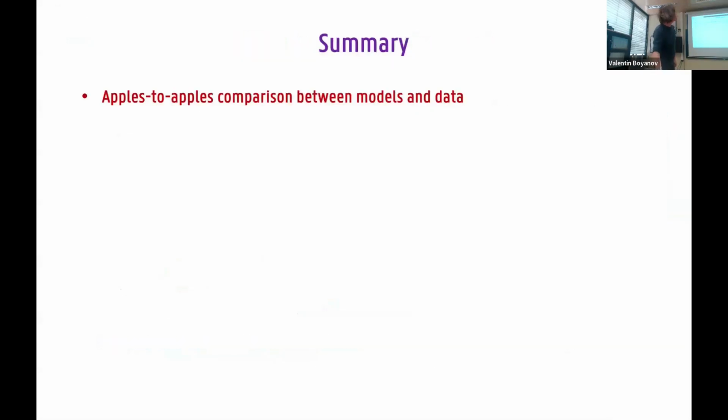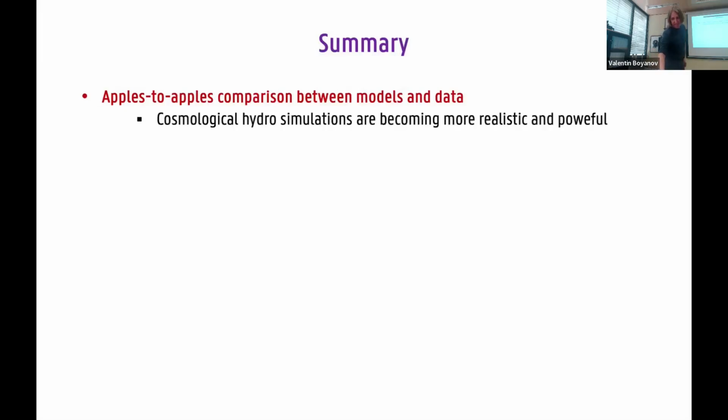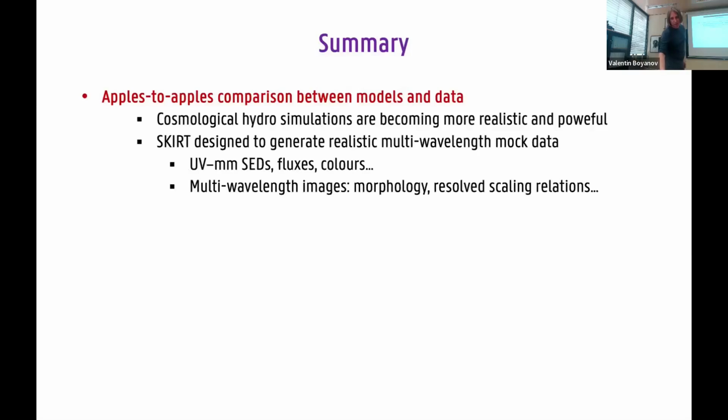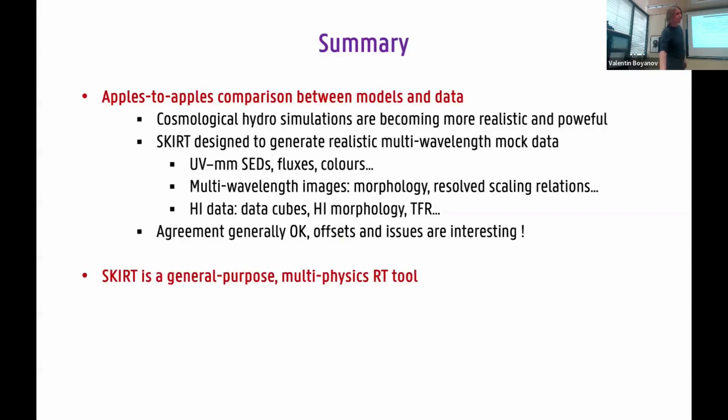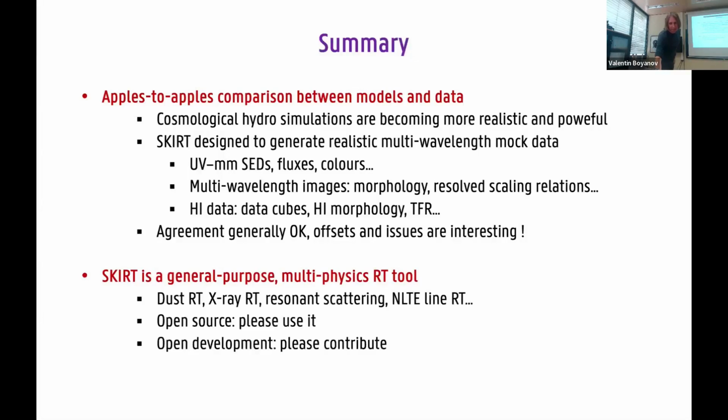And this is where I want to end. I hope I argued convincingly that an apples to apples comparison between models and data is useful, and that SKIRT is a general purpose multi-physics radiative transfer tool, and please do use it or contribute to it. Thank you.